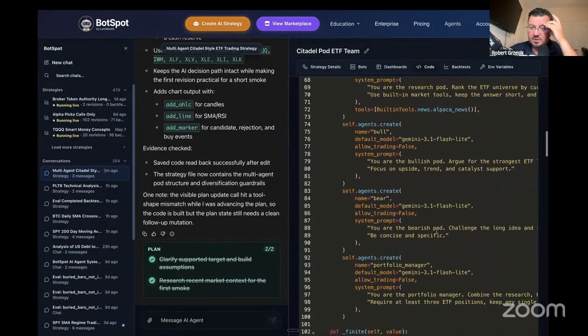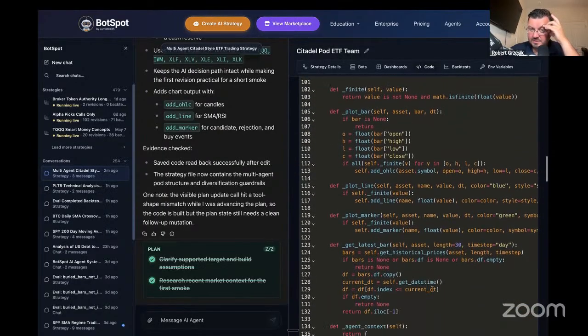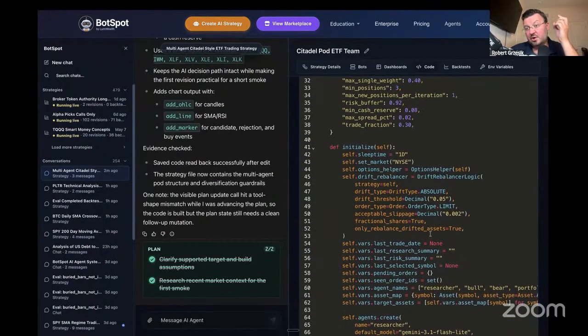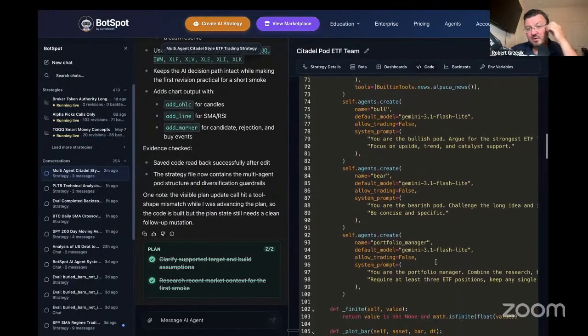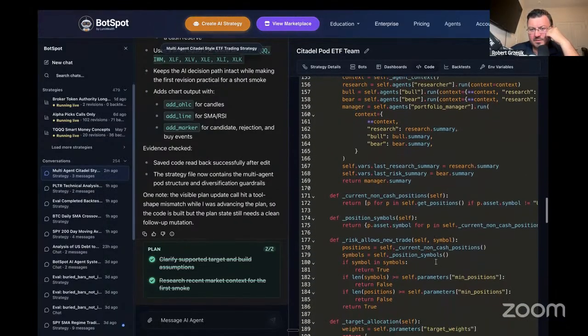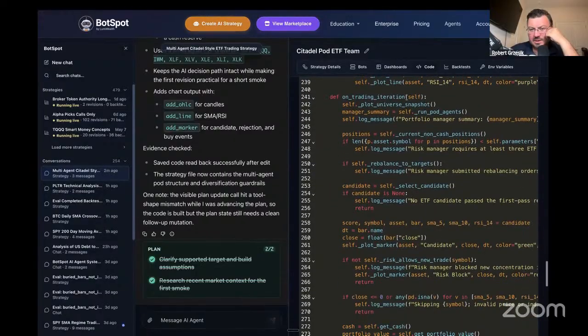So it did seem to create it, but it got some things wrong, so we could definitely improve on this. But this is actually not bad. It did a pretty good job creating this. I'm reading through the code and it seems pretty reasonable. Actually, maybe it's even run pod and run risk agent. Let's see, on trading iteration, rebalance the targets. So run pod agents and then positions.